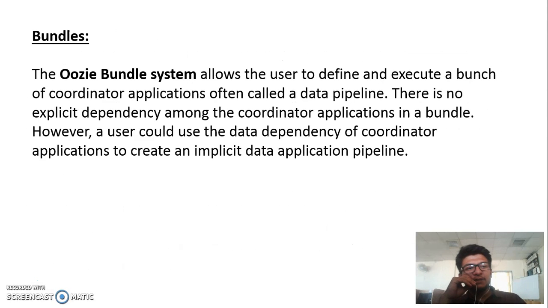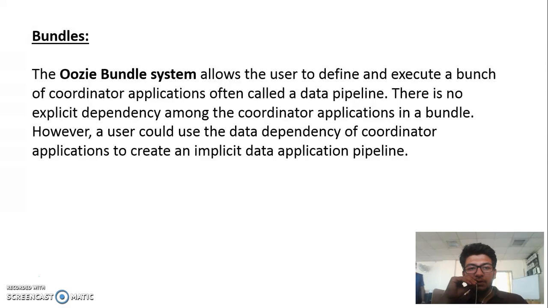The third component that we'll learn is bundles. The Oozie bundle system allows the users to define and execute a bunch of coordinator applications, often called a data pipeline. There is no explicit dependency among the coordinator applications in a bundle. However, a user could use the data dependency of coordinator applications to create an implicit data application pipeline.